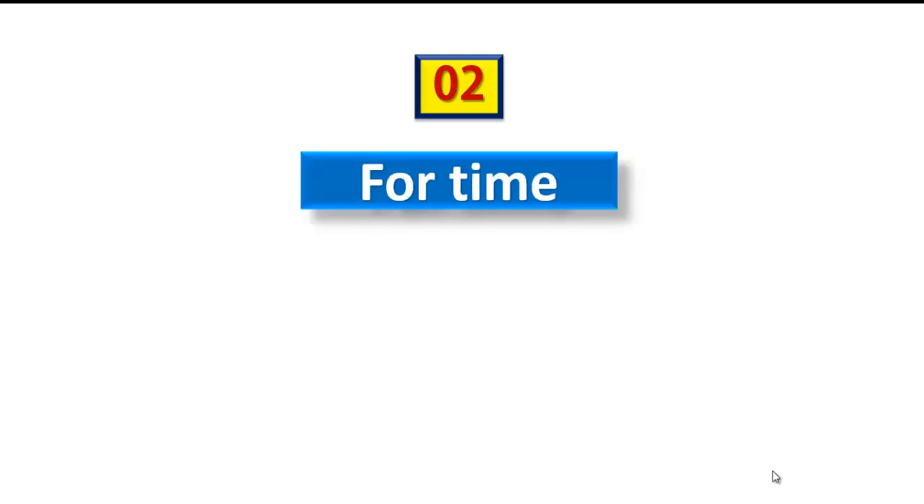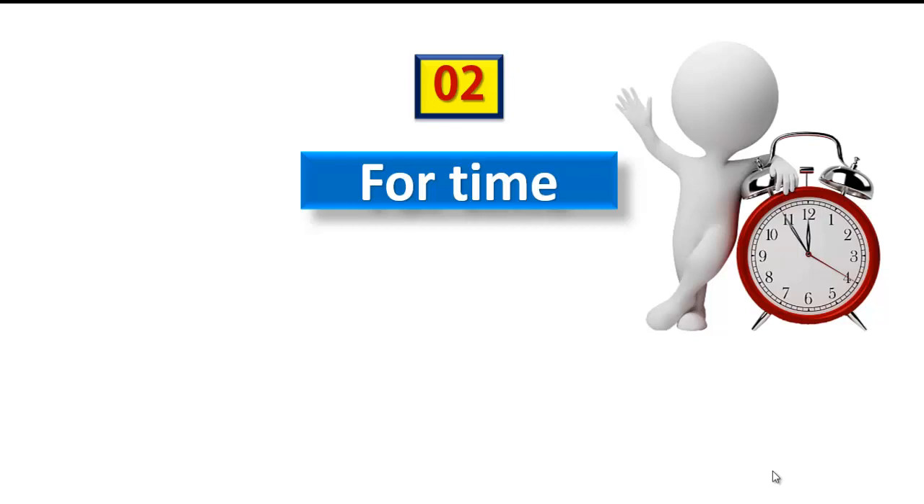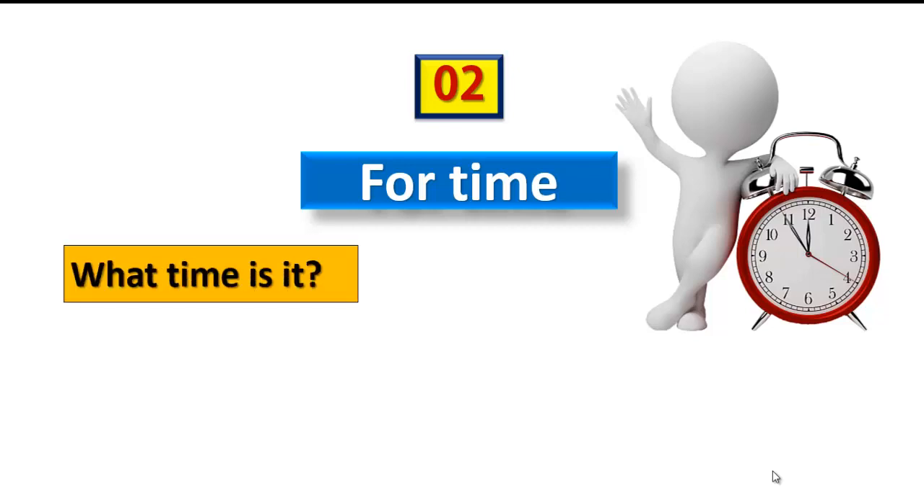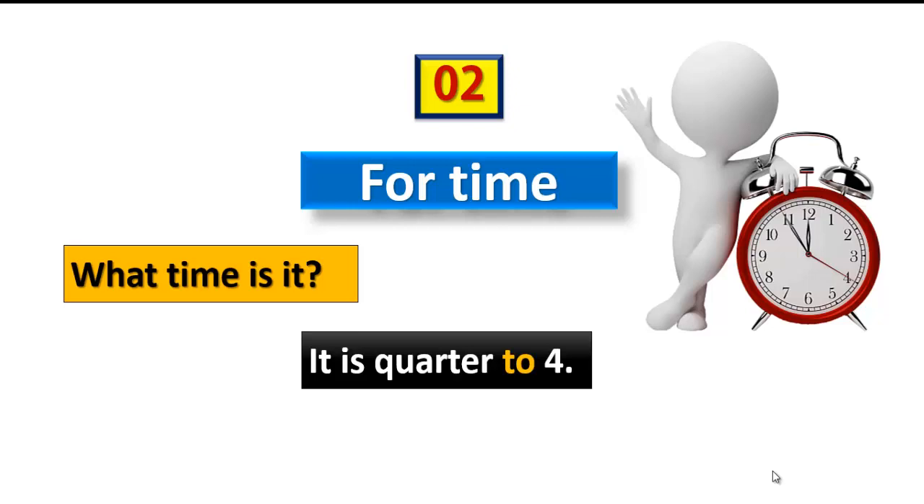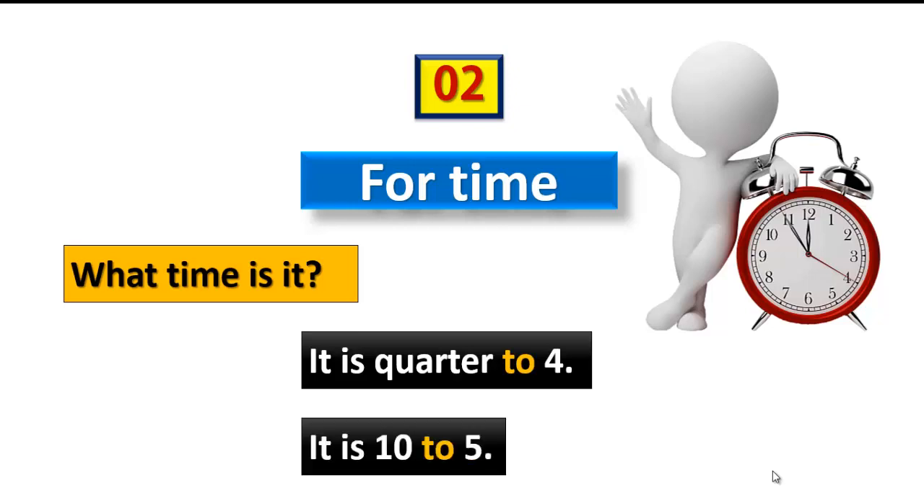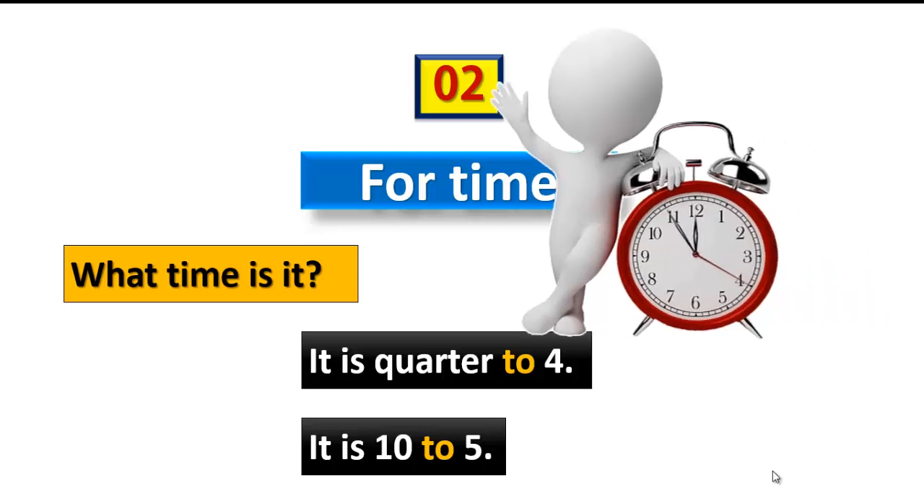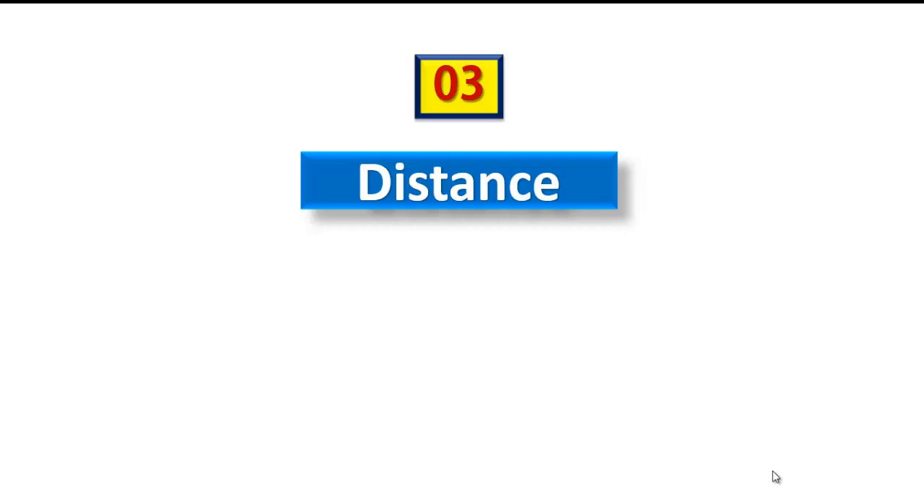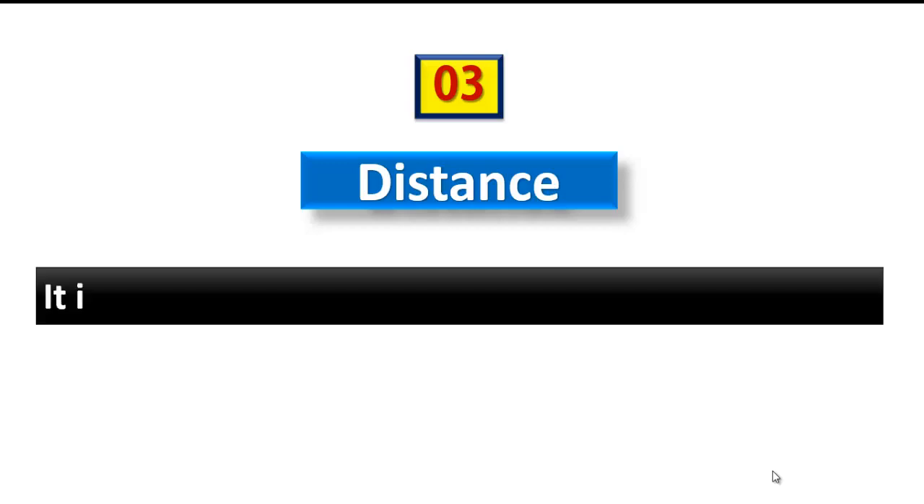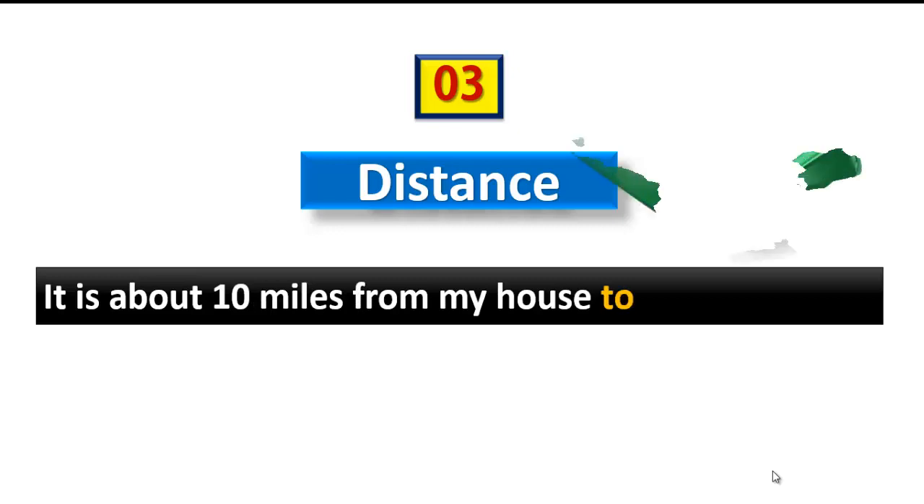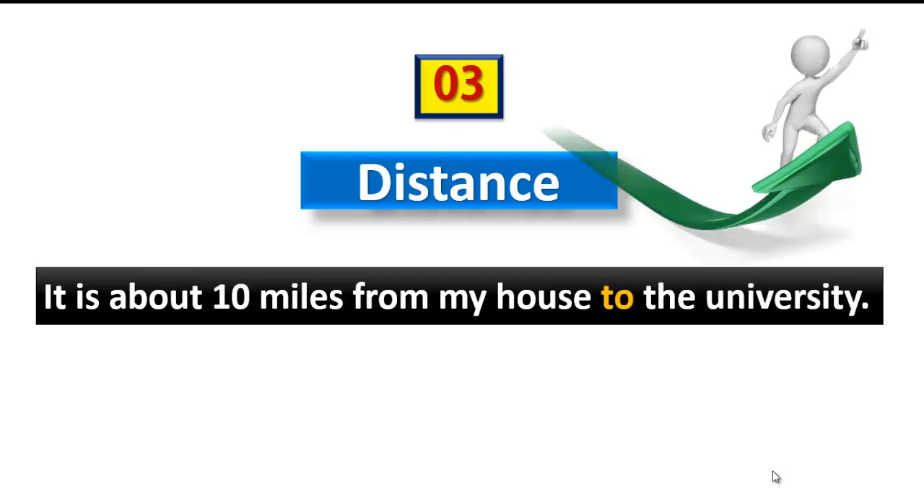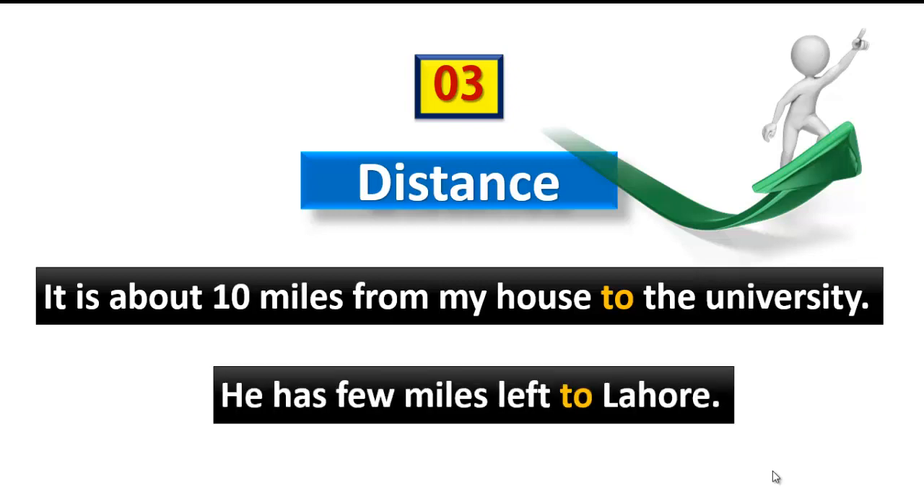The second rule for "to" is that it should be used for time. For example, if someone asks, what time is it? It is 3:45 or it is 10 to 5. Case number 3, it should be used for distance. For example, it is about 10 miles from my house to the university. The second example is, he has few miles left to Lahore. So it should be used with the distance.